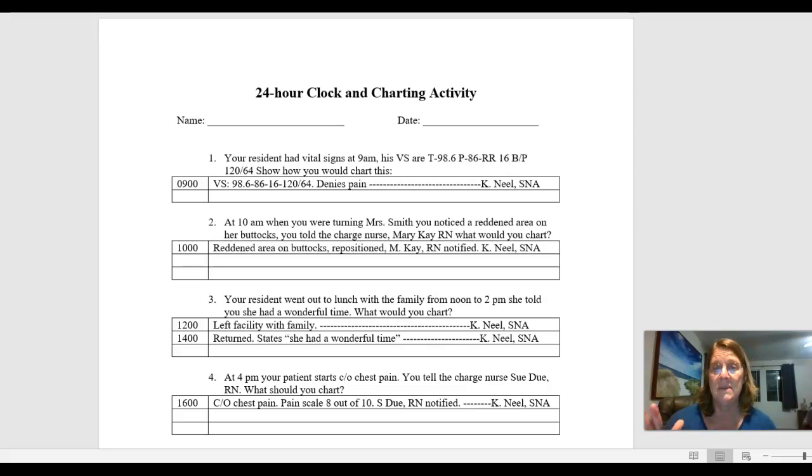98.6-86-16-120/64. If you do it in TPR blood pressure order, I can do that just putting vital signs and listing my values. If I'm going to do them out of order, I really should specify temperature this, pulse this, respirations this. The other thing is, when we talked about vital signs, we should always get pain values. Okay, pain levels should always be done when we're doing vital signs. So I should have a pain value here as well.